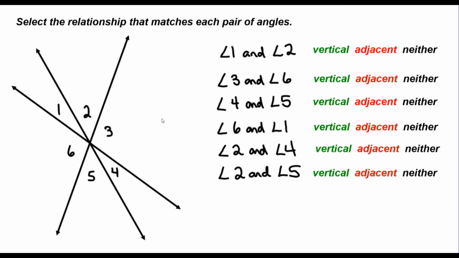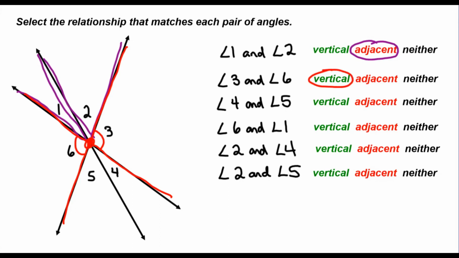So angle 1 and angle 2, here's angle 1, and here's angle 2. They share a vertex, and they share a side. So does that mean they're vertical, adjacent, or neither? That means they are adjacent. They share a vertex and a side. Angle 3 and angle 6, here's angle 3, and here's angle 6. They are across the vertex from each other. These two red lines cross, so they are vertical angles.